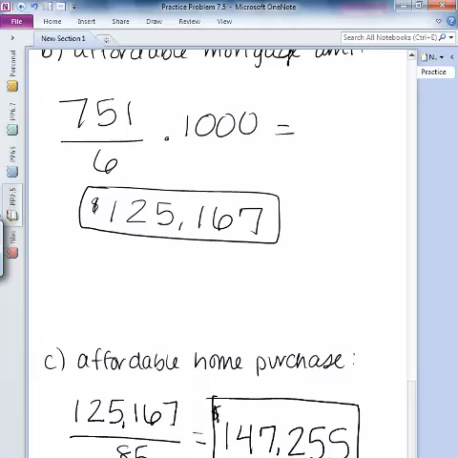People sometimes forget that you're supposed to divide by 0.85 in this step. If you want to check, think about it this way: if you want to find out what 85% of 147,255 is, you would multiply those to get the 125,167. That's another way to think about it. In any case, our total home price would be $147,255. Anything above that would be outside this person's budget.